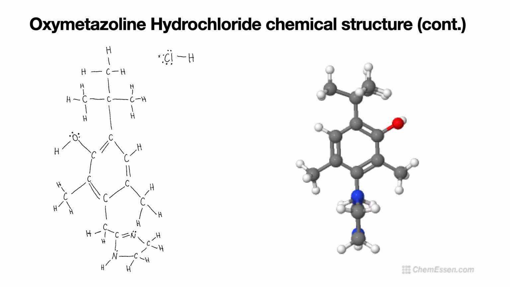Let's take a look here at the Lewis dot structure and ball and stick model of oxymetazoline hydrochloride. We can see here the HCl bond, a single bond between a chlorine atom and a hydrogen atom, as well as 3 lone pairs around the chlorine atom. We can see the CH3 molecules, the ring of carbons including single and double bonds, the oxygen with its 2 lone pairs, and the nitrogens down here, each having 1 lone pair.